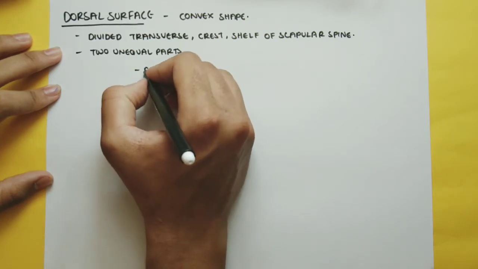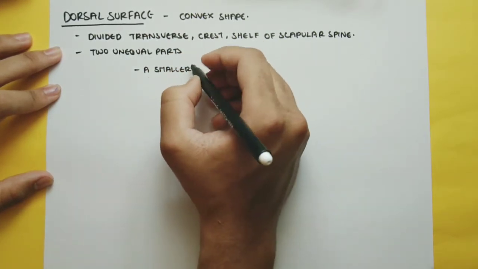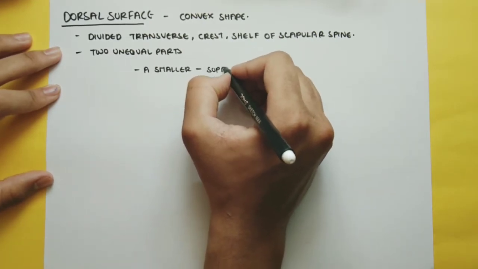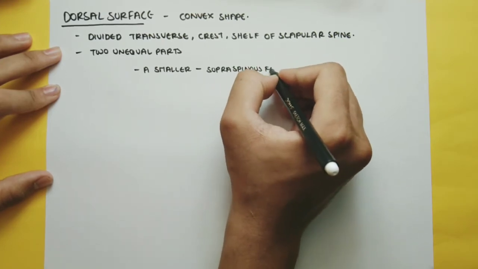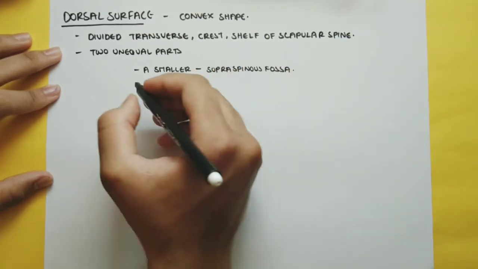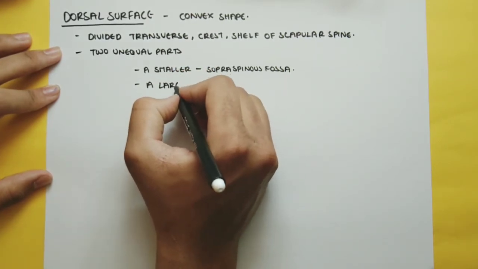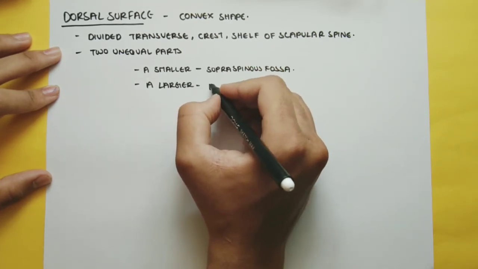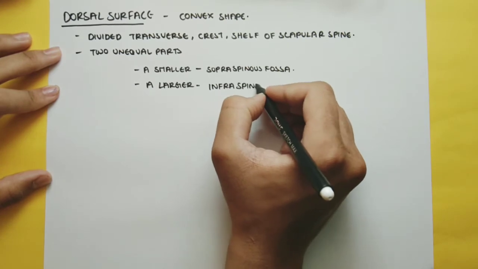A smaller one is the supraspinous fossa, and a larger one is the infraspinous fossa.